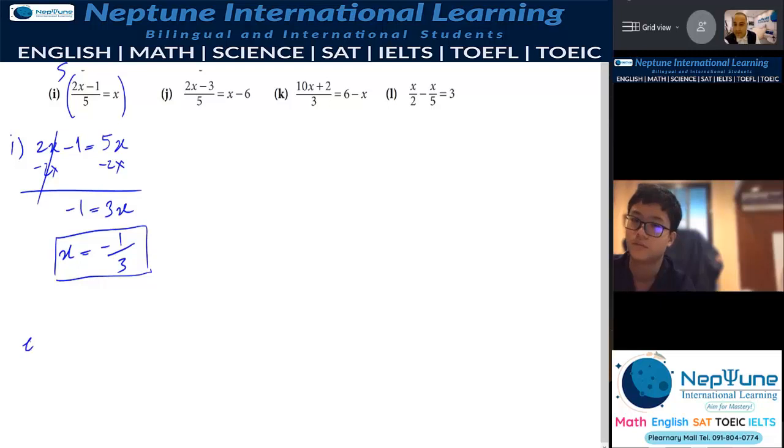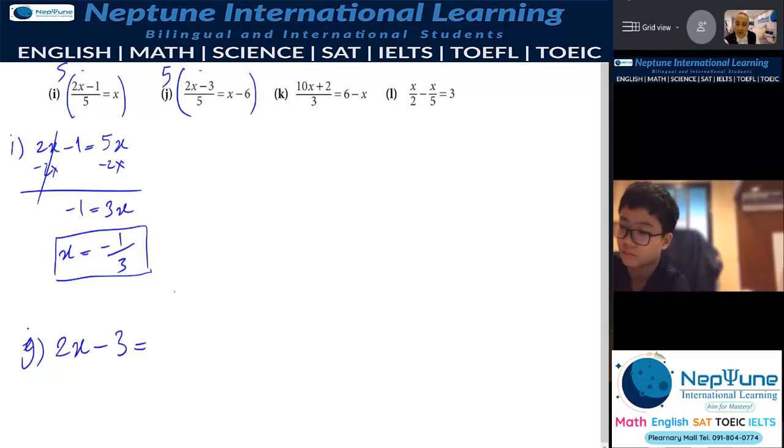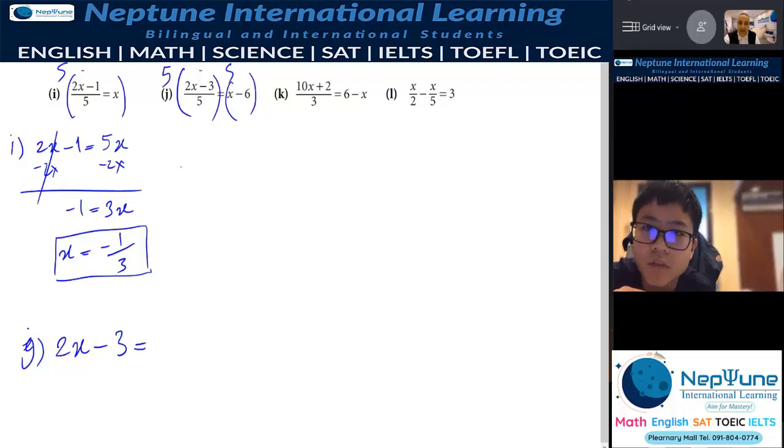J. Same thing, get rid of the denominator, multiply by 5, 2x minus 3, but here, you have to be careful here. What should I write on the right side? You're multiplying by 5. You see, it's x minus 6, times 5. You can think like that. So you have to distribute 5 to both of the terms. So it will be 5x minus 30. It's very important. 5 times x and then 5 times negative 6.